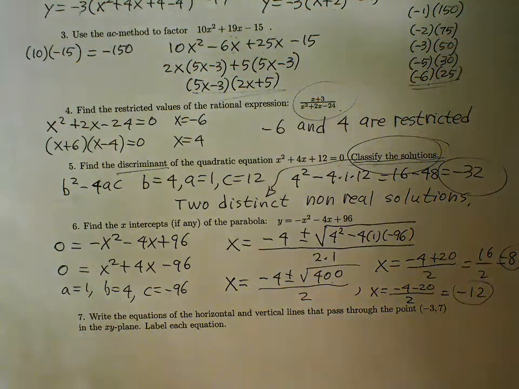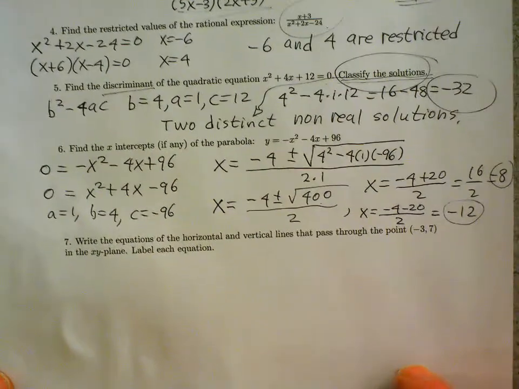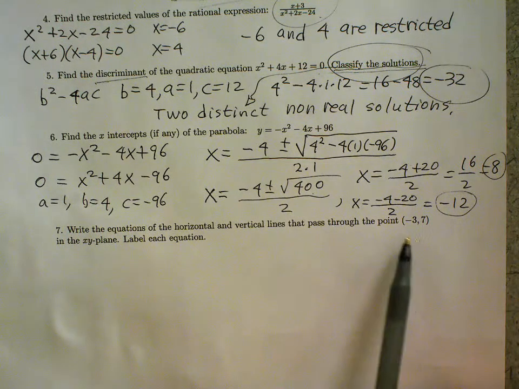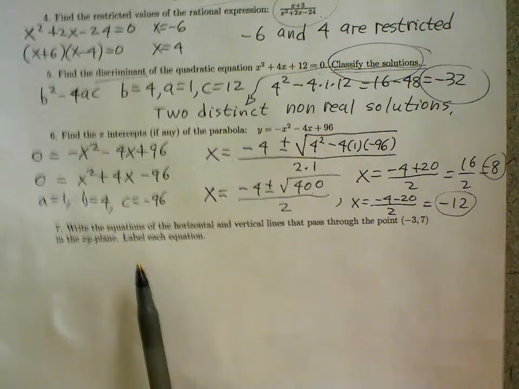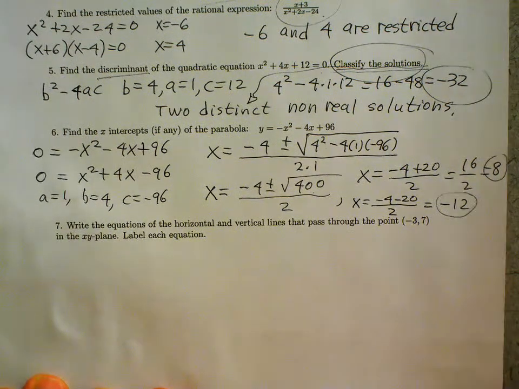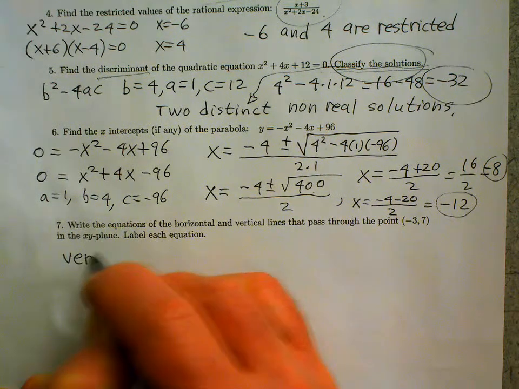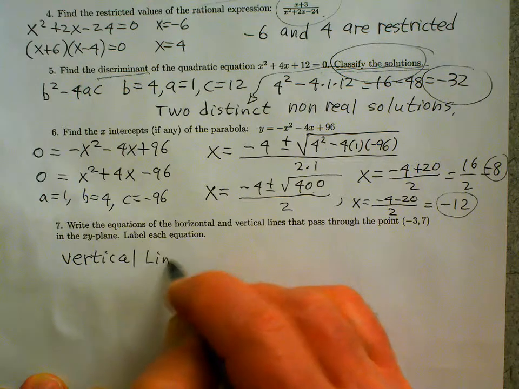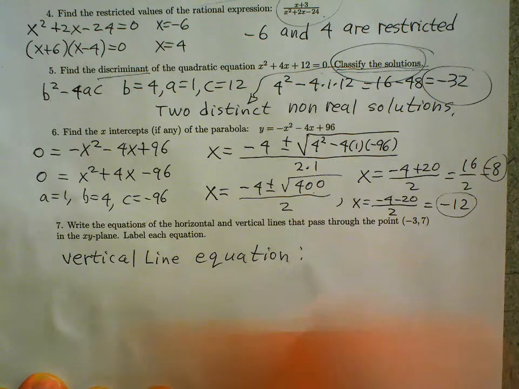All right, the next problem, write the equations of the horizontal and vertical lines that pass through the point -3, 7 in the xy plane, and then label each equation. So in other words, label the vertical line equation through that point and the horizontal line.